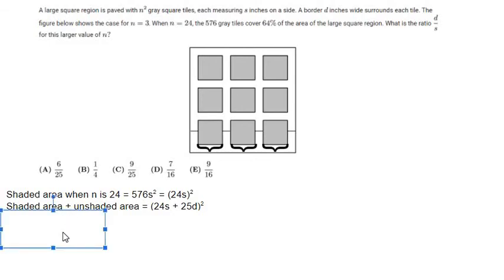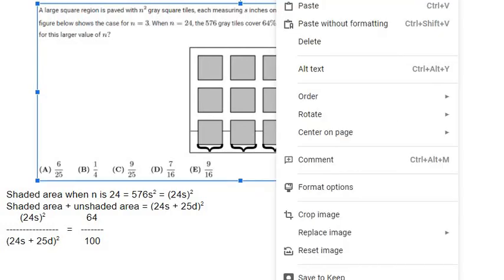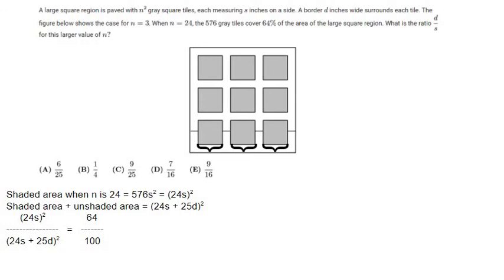And how we are going to create this proportion is here. 24s whole squared over 24s plus 25d whole squared is equal to 64 over 100. Since we know that 64% of the area of the large square region is covered by these gray tiles, this is the proportion we can create. And now, in order to simplify this, we can take the square root of both sides. So after taking the square root of both sides, we get 24s over 24s plus 25d is equal to 8 over 10.